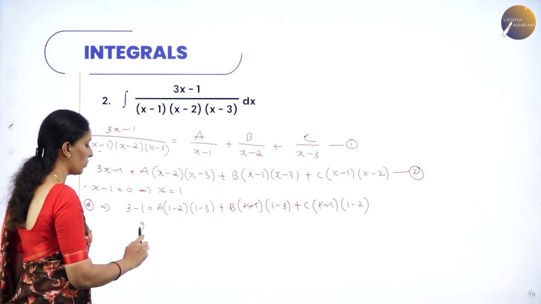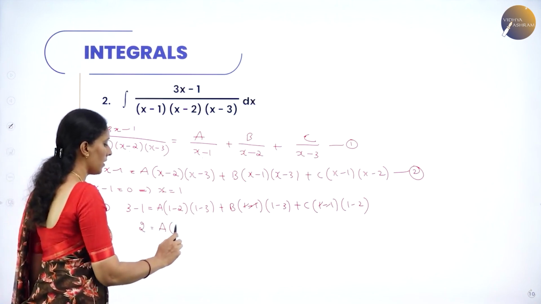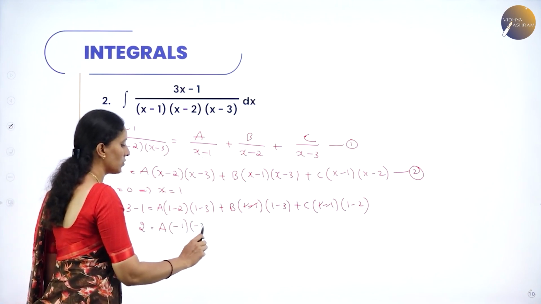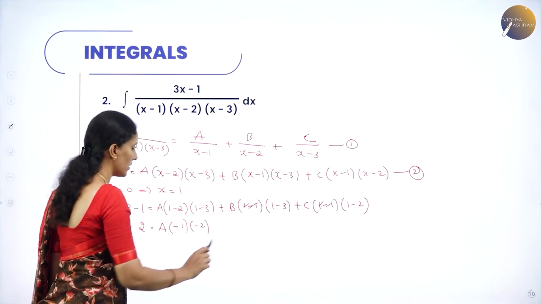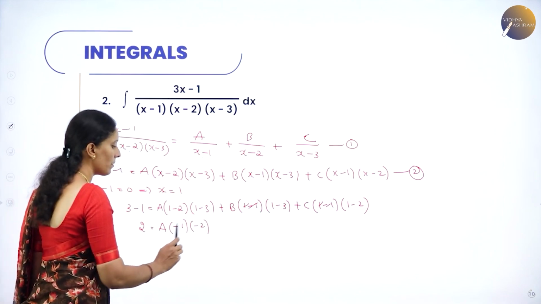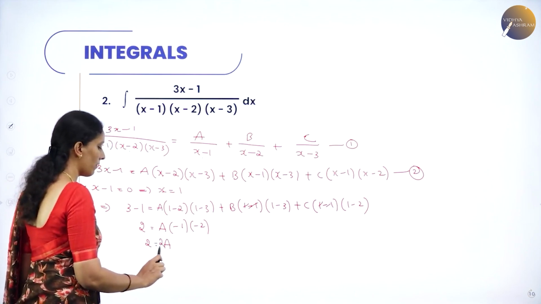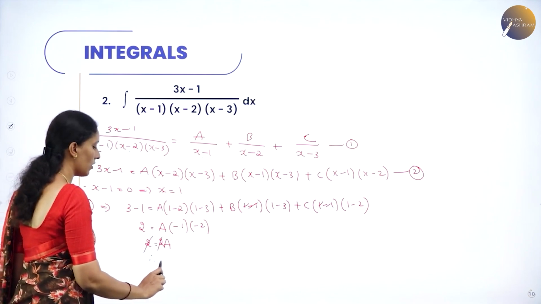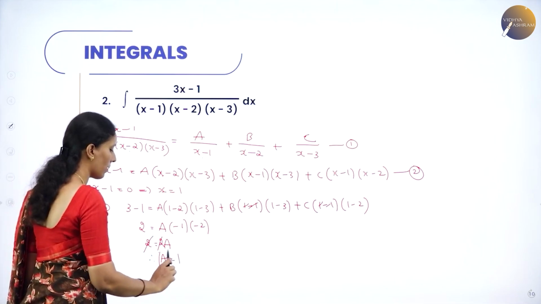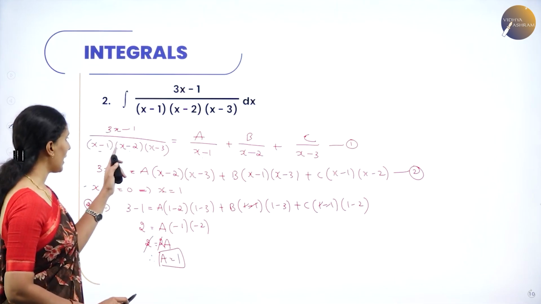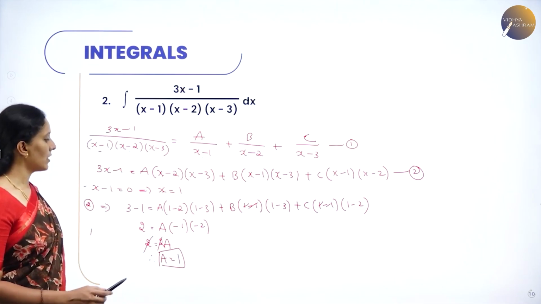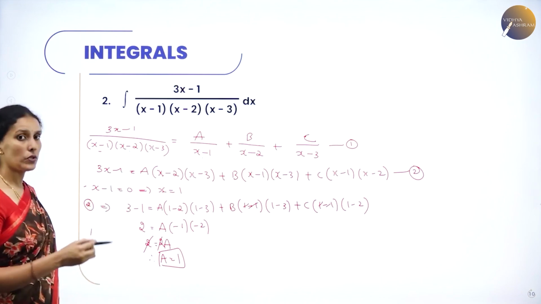Now here you have 2 equals a into minus 1 into minus 2, and this is 0, 0. So you have minus 1 into minus 2 is 2. So 2 is equal to 2a. So 2 gets cancelled. So therefore the value of a is equal to 1. Now similarly take x is equal to 2 and x is equal to 3 after equating to 0.